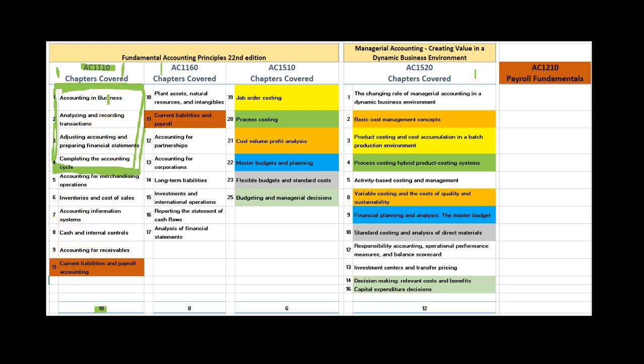So how can we make this distribution? Well, we know that we don't have the prereq problem because these two are the prereqs. So how can we then distribute this more evenly? Mainly, we can eliminate this chapter because this chapter is covered in payroll.